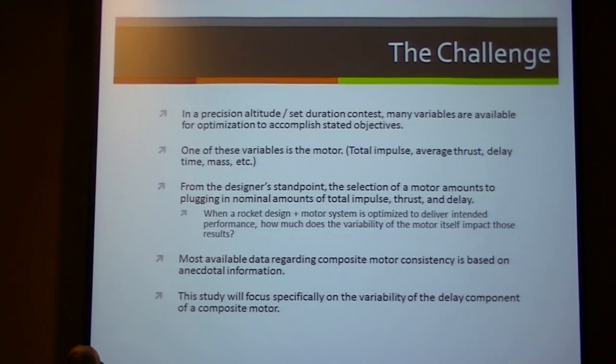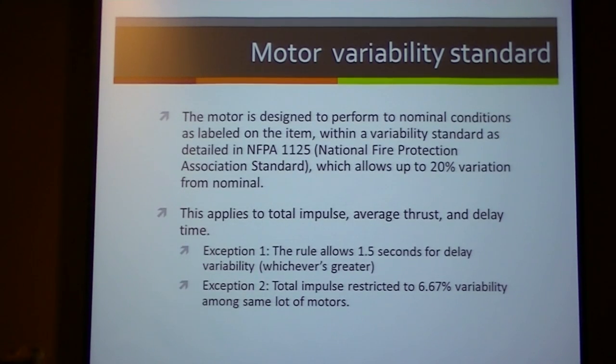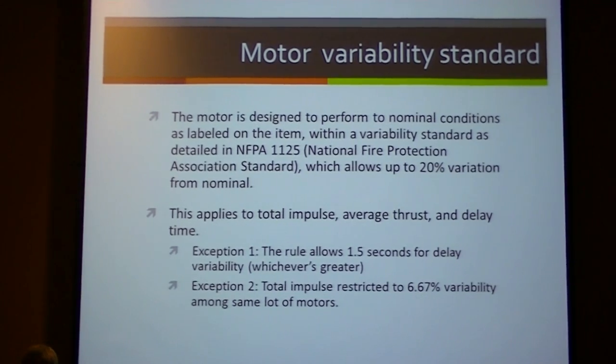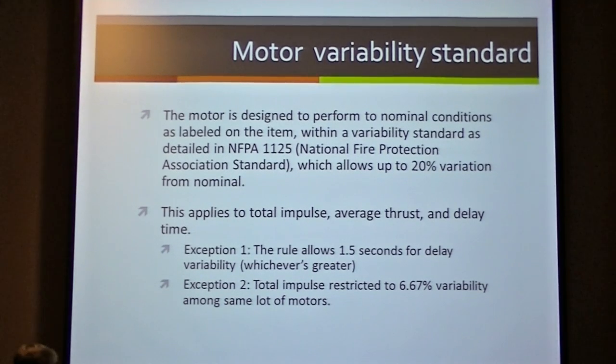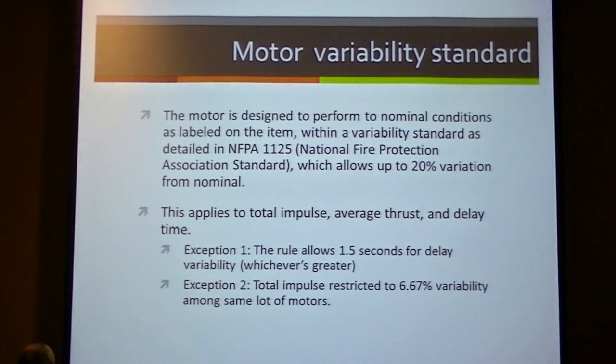Now, theoretically, once you pick a motor, you would think that it's going to be correct to the spec that you designed it to be or that the label says. So let's take a look at what the spec on that is. The spec is provided by the National Rocketry Association, rule number 1125, which states that the total impulse, average thrust, and delay length of a model rocket motor can only vary by 20% from the stated or labeled value.